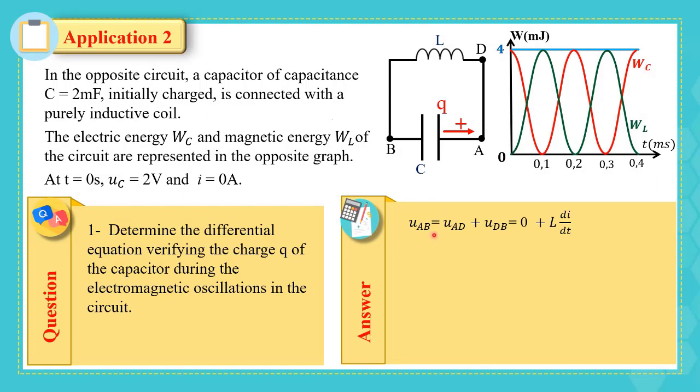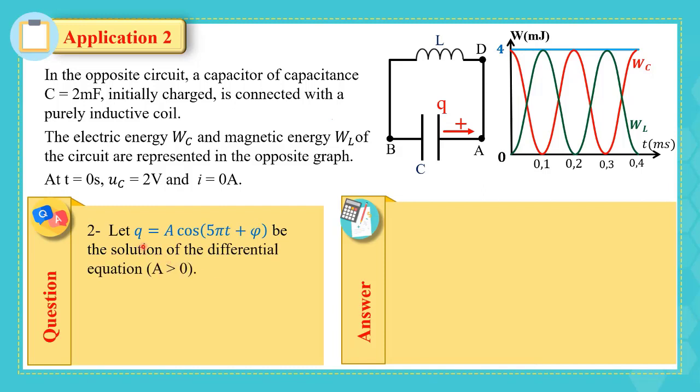First, using the law of addition of voltages, UAB equals UAD plus UDB, so equal to 0 plus L di by dt. And since the positive sense is leaving the plate having charge q, i equals minus dq by dt, and di by dt equals minus q double prime. UAB is equal to UC, which equals q over C, so q over C will be equal to minus L q double prime, and q over C plus L q double prime equals 0. Dividing by L, we will have q double prime plus 1 over LC q equals 0.